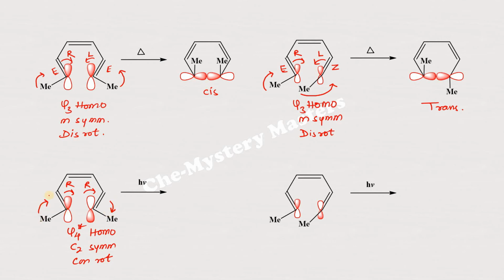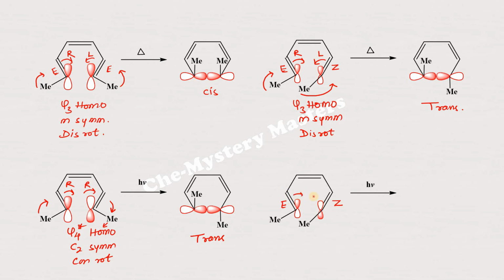So this methyl will go up and this methyl will go downwards, so that I will get the trans product here. And in this case, as the two methyls are not facing the same side, one is having an E type of arrangement, another one is having a Z type of arrangement.